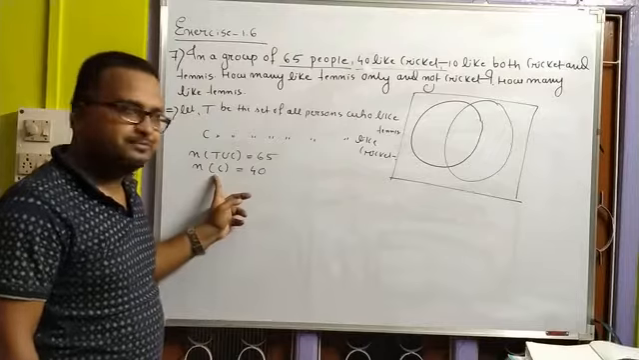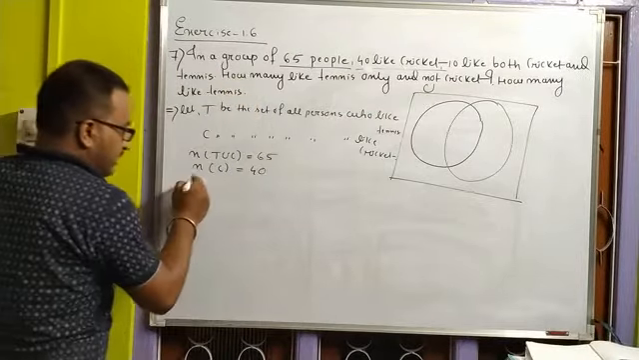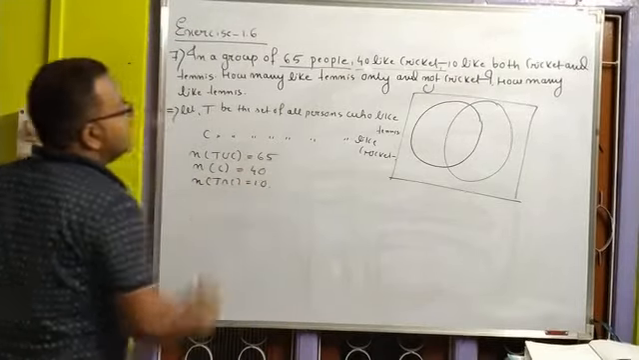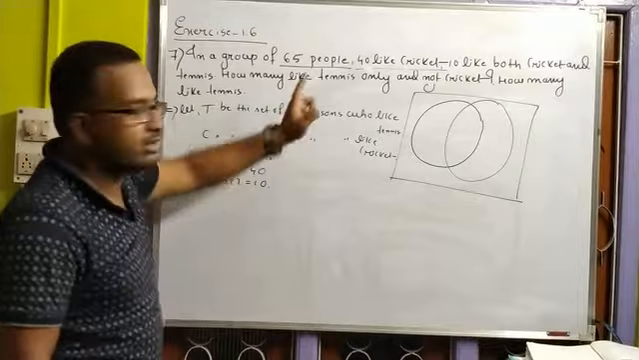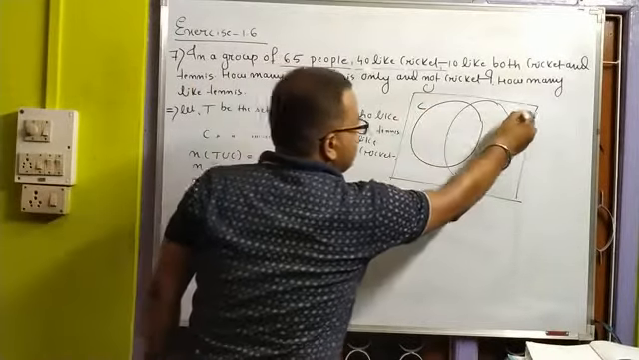So number of elements of this C. Now you see 10 like both cricket and tennis. So the number of elements of this set T intersection C equals 10. How many like tennis only? Now you see this is your C and this is your T.